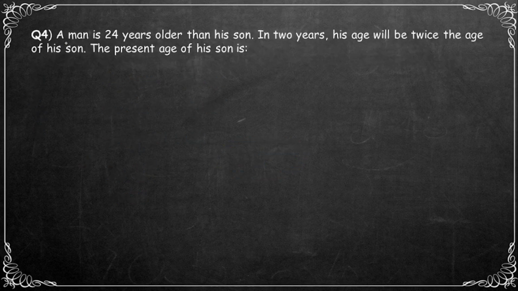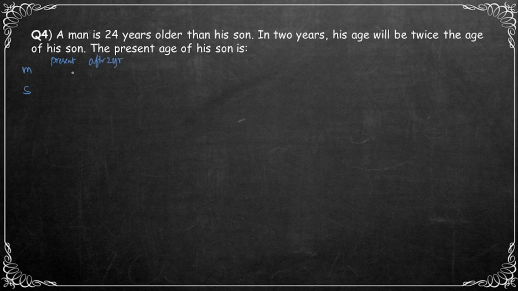Question 4. A man is 24 years older than his son. In 2 years, his age will be twice the age of his son. The present age of his son is. So there are two fellows, so man and his son. Now there are 2 times, right? So one is current and second one is after 2 years. So present is 1 time and second is after 2 years.